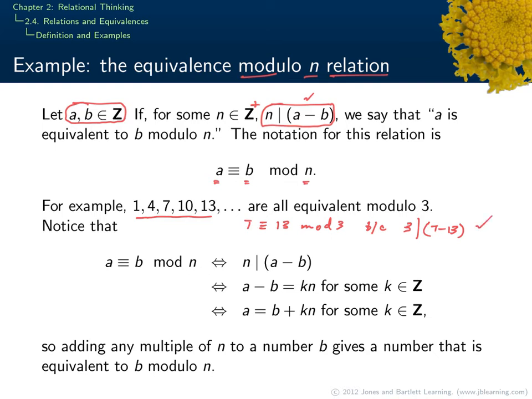Okay, so one thing to notice is that two numbers, a and b, are equivalent mod n exactly as we said above, when n divides the difference, a minus b. That means that a minus b is some multiple of n, and that means that we could express a as b plus some multiple of n. So what that means is that if you start with any number b, your favorite number, and you add on any multiple of n, you will wind up with another number a that is equivalent to b modulo n.